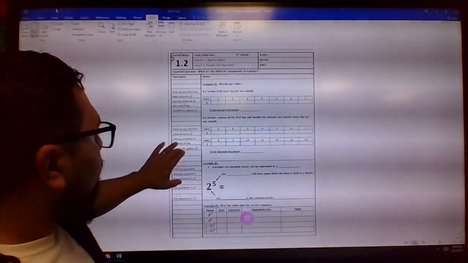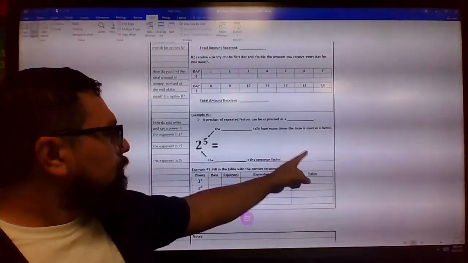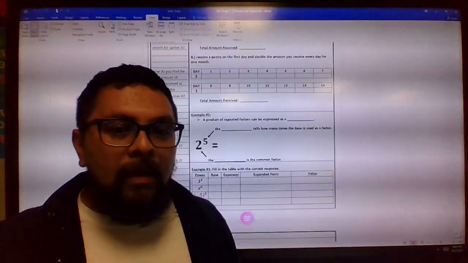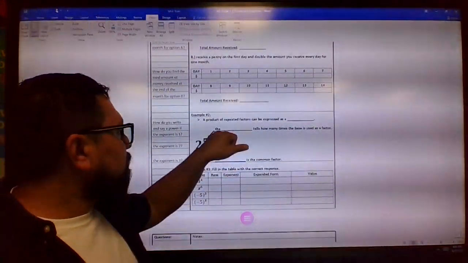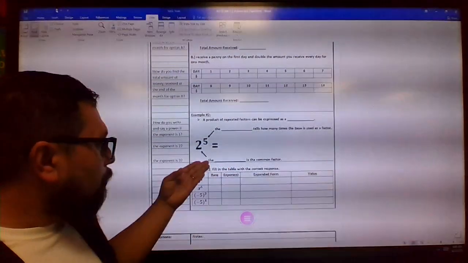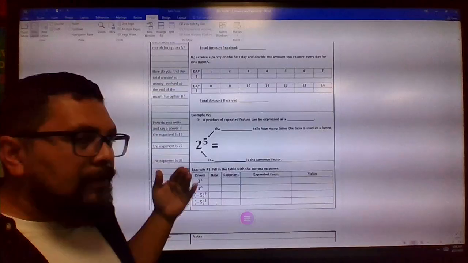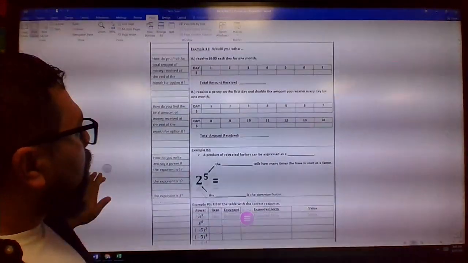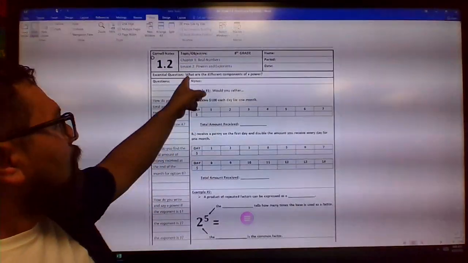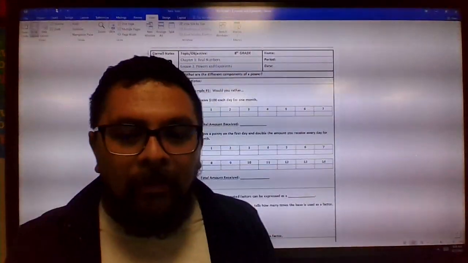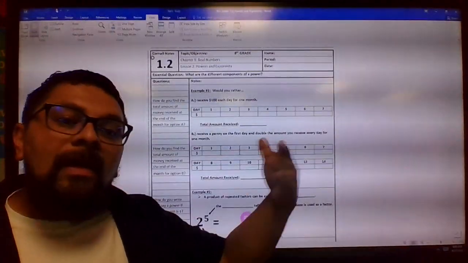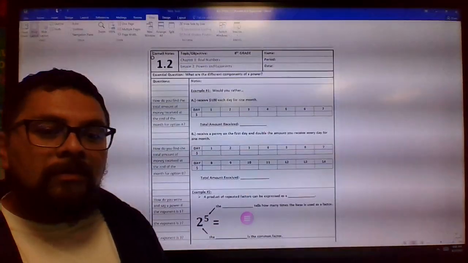And then we went ahead and did example number two. Okay, we know the parts of a power now, which is the exponent, and then this is the base, okay? And we also went ahead and answered these on the table, okay? So let's remember our essential question of the day for this lesson as well. What are the different components of a power? So the different components of a power are the base and the exponent, okay?